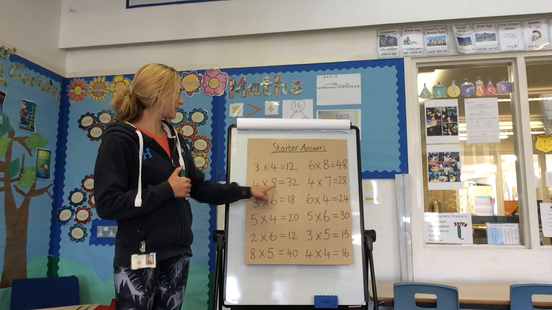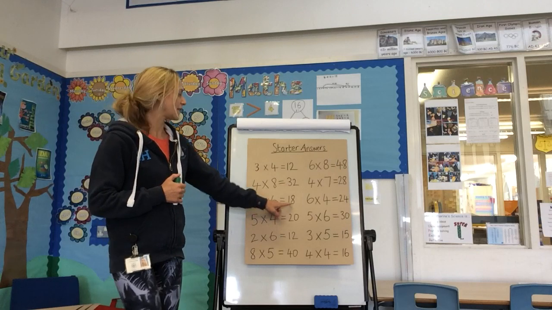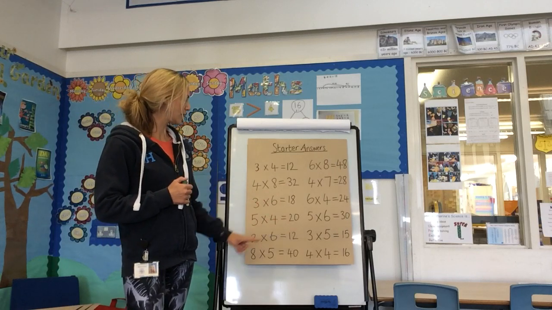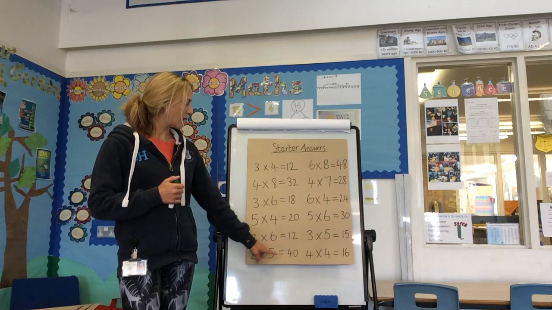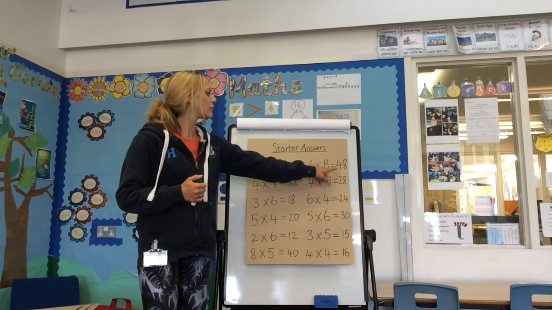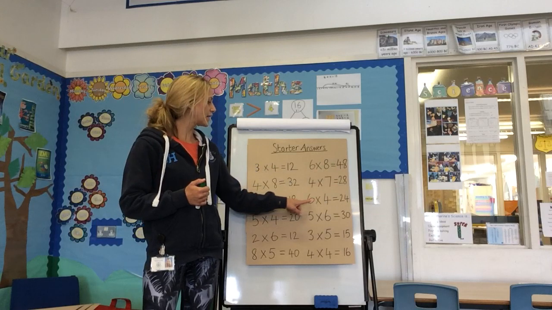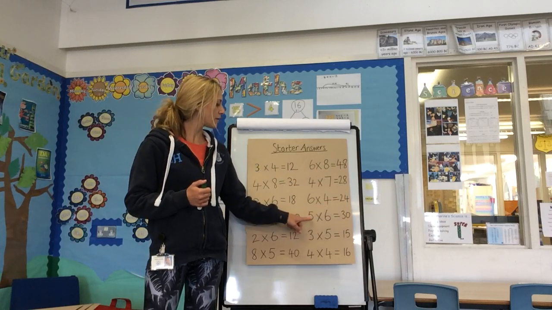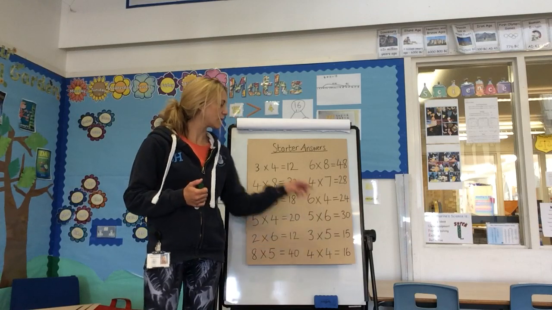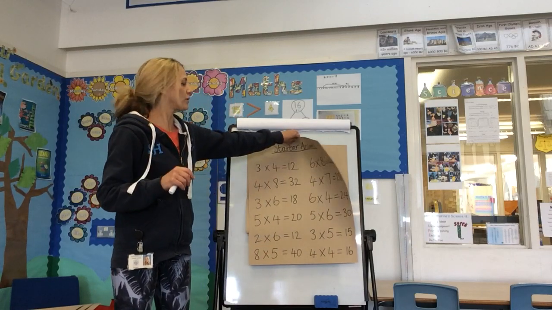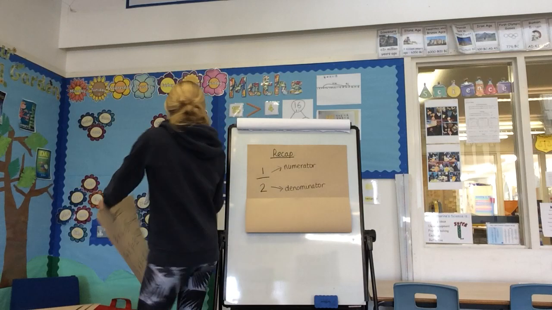3 4s are 12, 4 8s are 32, 3 times 6 is 18, 4 times 5 is 20, 2 times 6 is 12, 8 times 5 is 40, 6 times 8 is 48, 4 times 7 is 28, 6 times 4 is 24, 5 times 6 is 30, 3 times 5 is 15, 4 times 4 is 16. Pause the video if you need to. I'm going to whiz on.